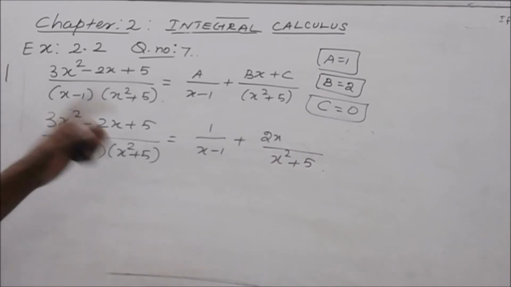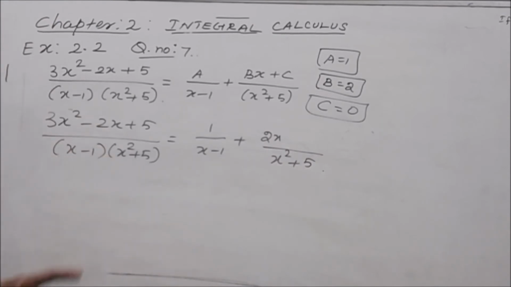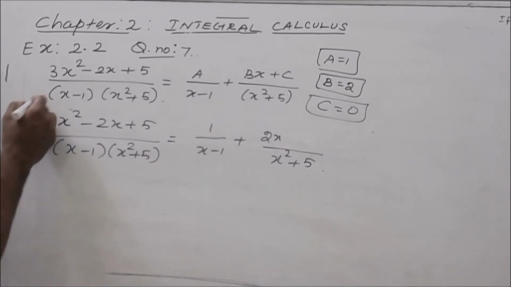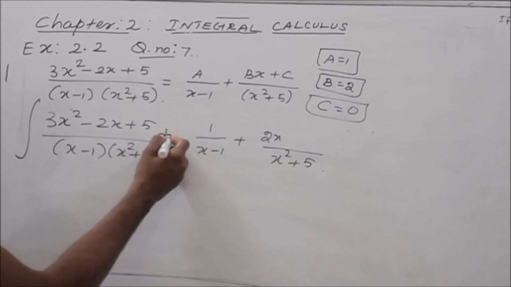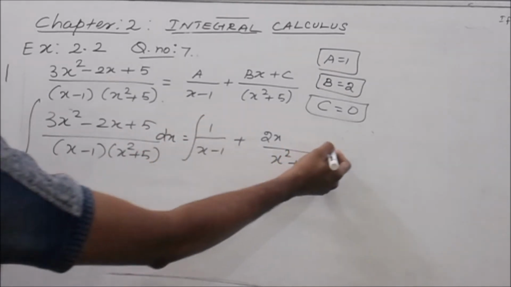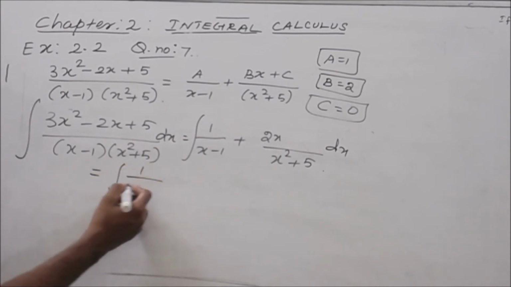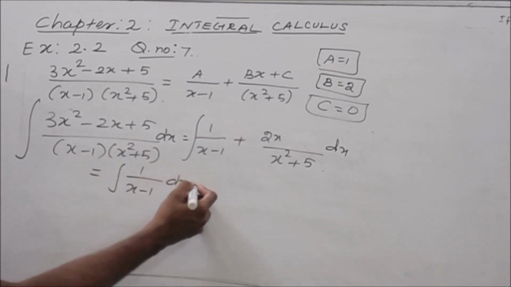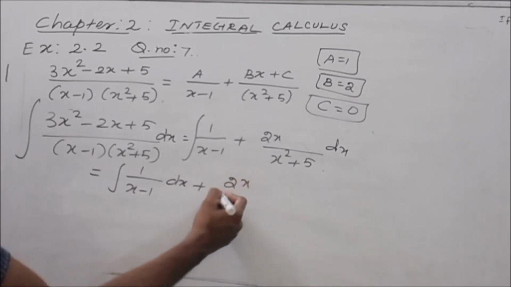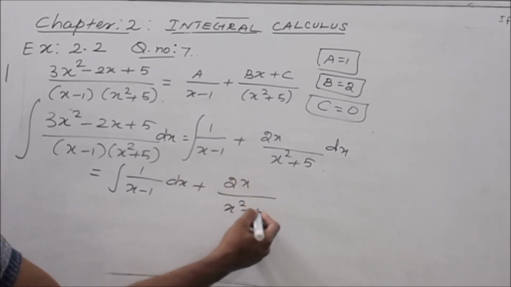So the fraction is split into two fractions as 1 by x minus 1 plus 2x by x² plus 5. Now integrating the left side will be equal to integrating the right side because both are equal. Integral dx. Now separate and integrate. That is equal to integral of 1 by x minus 1 dx plus integral of 2x by x² plus 5 dx.